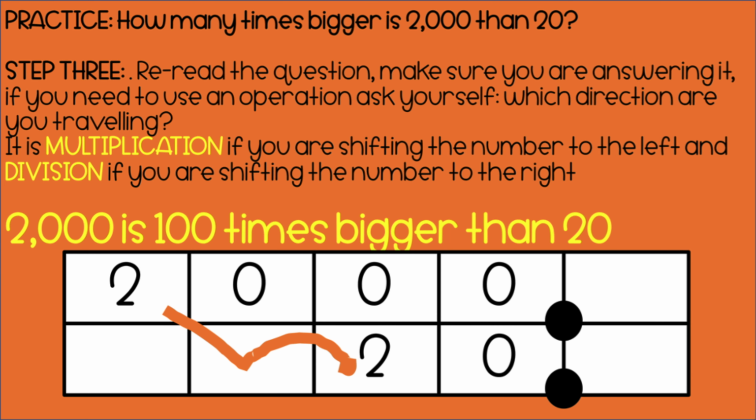Step 3, reread the question, make sure you are answering it. If you need to use an operation, ask yourself, which direction are you traveling? In this case, we're shifting to the right. So we would be using division, but our question is asking how many times bigger is 2,000 than 20? So this is a 1 with 2 zeros because we've shifted it over 2 places. So 2,000 is 100 times bigger than 20.